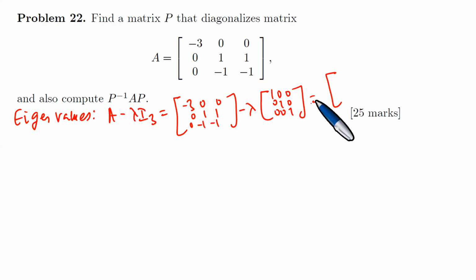Right, and then what does this give us? Okay, so you just subtract along the main diagonal. So it has minus 3 minus lambda. Then you have 1 minus lambda, and then you have minus 1 minus lambda. So you have this.